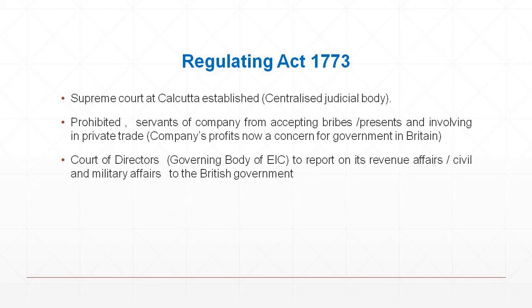So we need a Supreme Court when you have one nation, right? So slowly this sowed the seeds for one British India. So the Supreme Court of Calcutta was established, comprising one Chief Justice and 3 other judges.